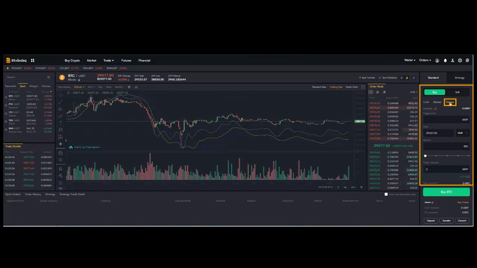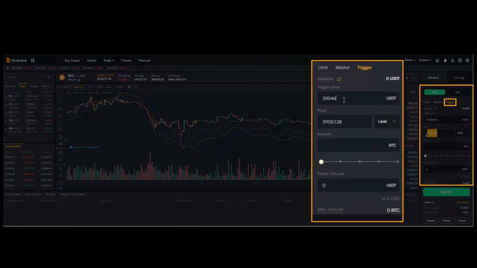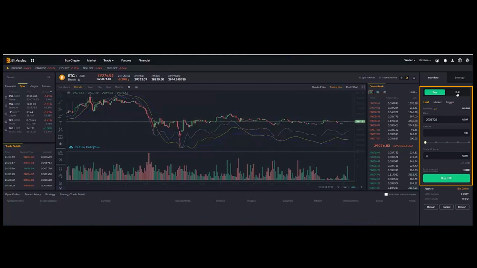This feature enables you the advanced option of trading between two price points. Here you can add the trigger price, at which the trade will begin, and the market or limit price, from where your purchase price will not increase. You can use the same procedure for selling your desired crypto as well.